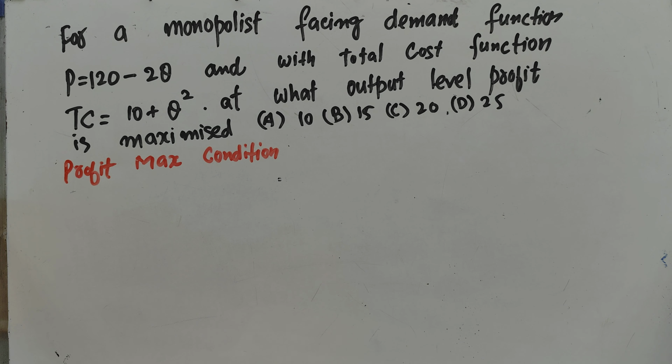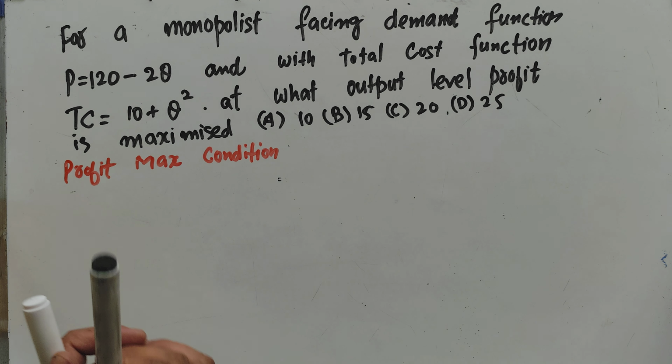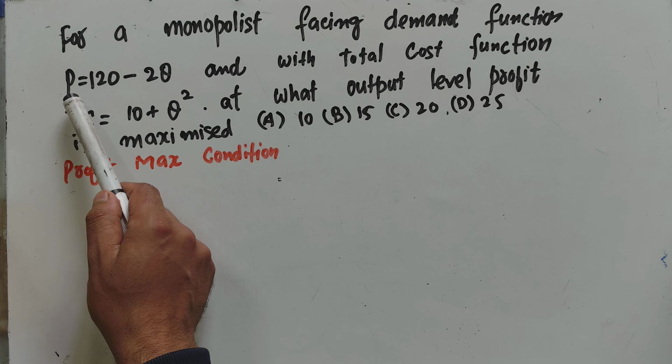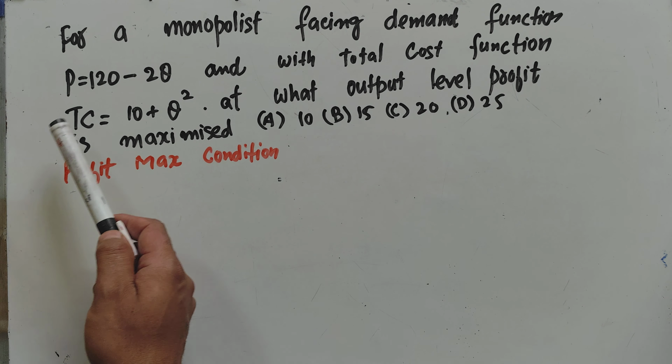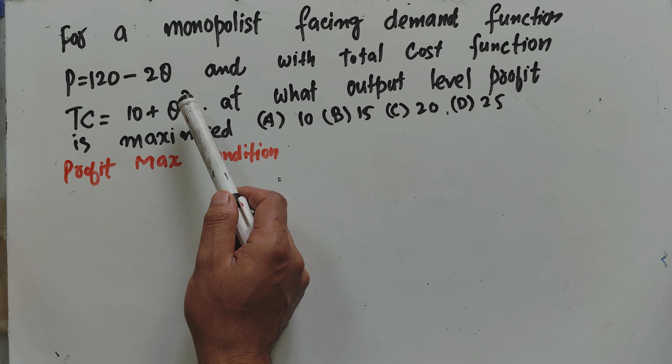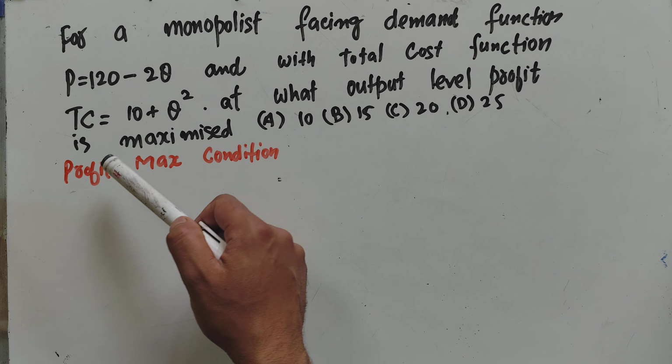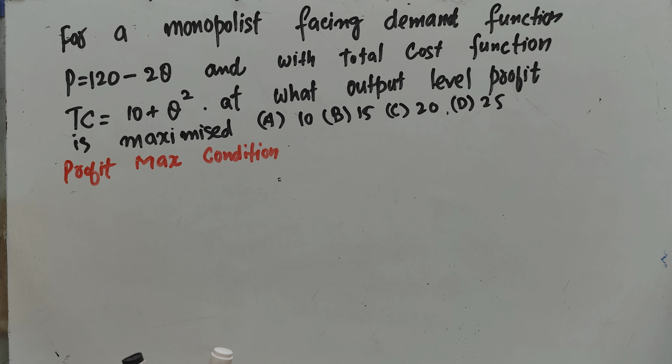In this video, we will learn how profit maximizing output is found in case of monopoly. The question is: for a monopolist facing demand function P = 120 - 2Q, where P is the price and Q is the output, and with total cost function TC = 10 + Q², at what output level is profit maximized?